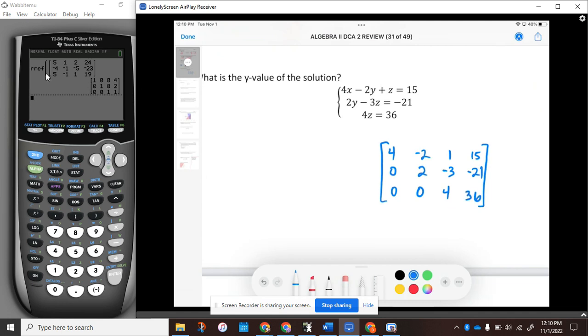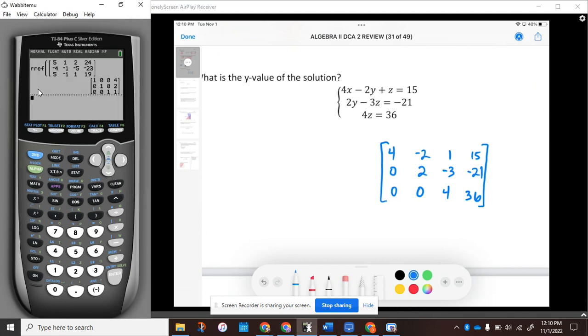Okay, you're going to do this same exact process. We're going to use that RREF function, and you're going to use this matrix to solve for it, and this time it's asking for the y value. Does anybody have that one? Off the top of their head, what do we got? It was 3. I believe that's correct.